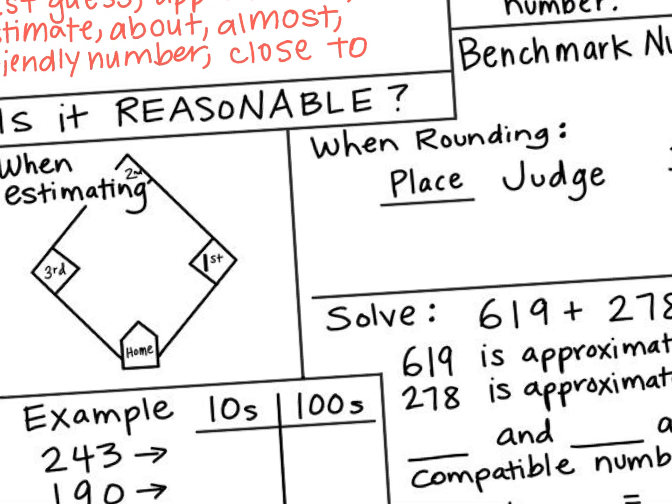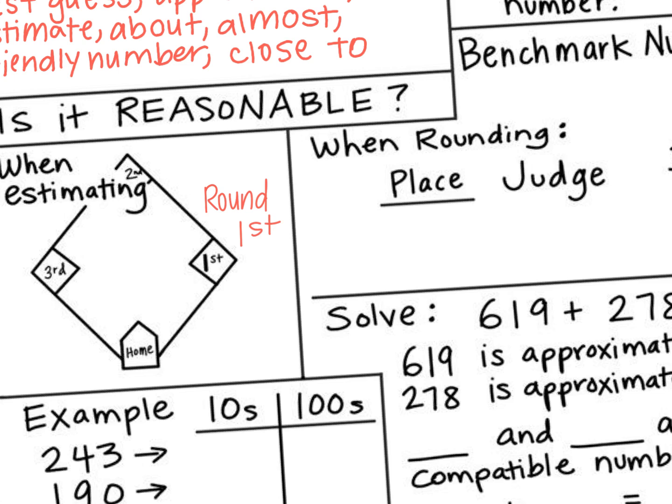So when I'm estimating, try and imagine like a baseball field, okay? I've got home down here. I come around to first, then second, and then third, okay? So we're gonna round first. I'm gonna make that note right here. This just helps me remember. It's like a visual to help me remember what to do when I'm trying to estimate numbers.